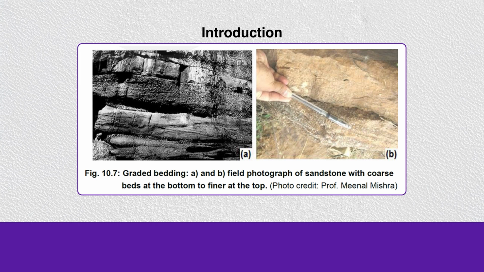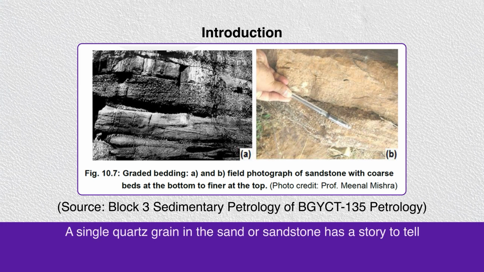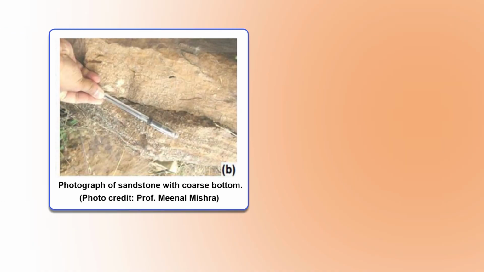If you see a rock, here we are taking the example of a sandstone. As you can see in this figure, there are various sand particles, and you can also see a quartz grain. Each quartz grain in the sand or sandstone has a distinct story to tell. What is this story about?